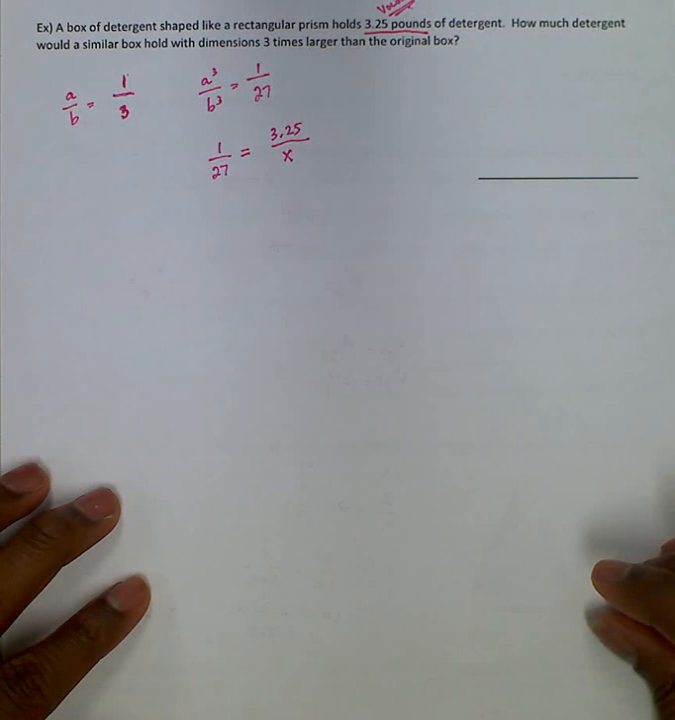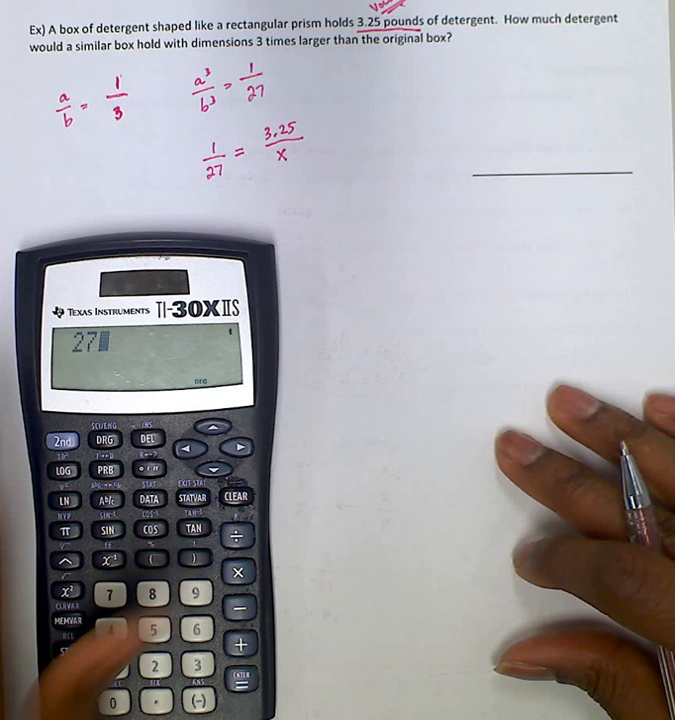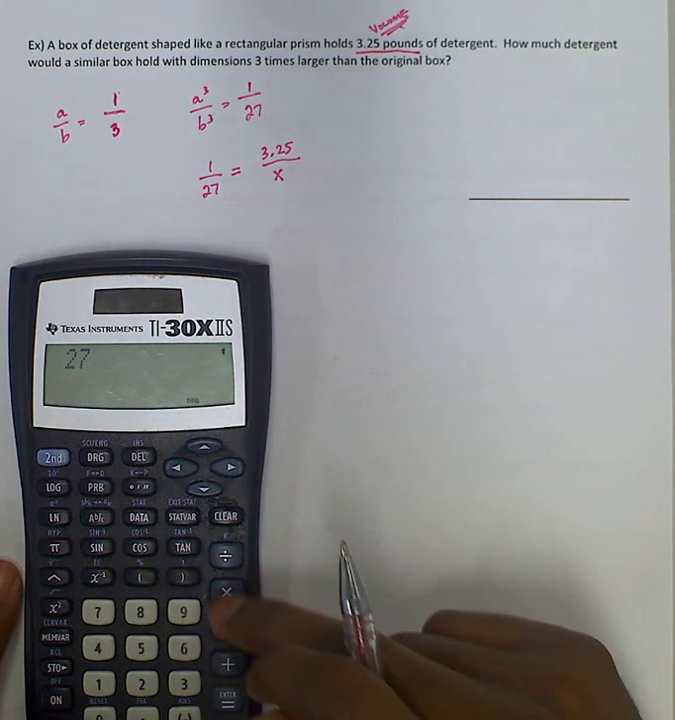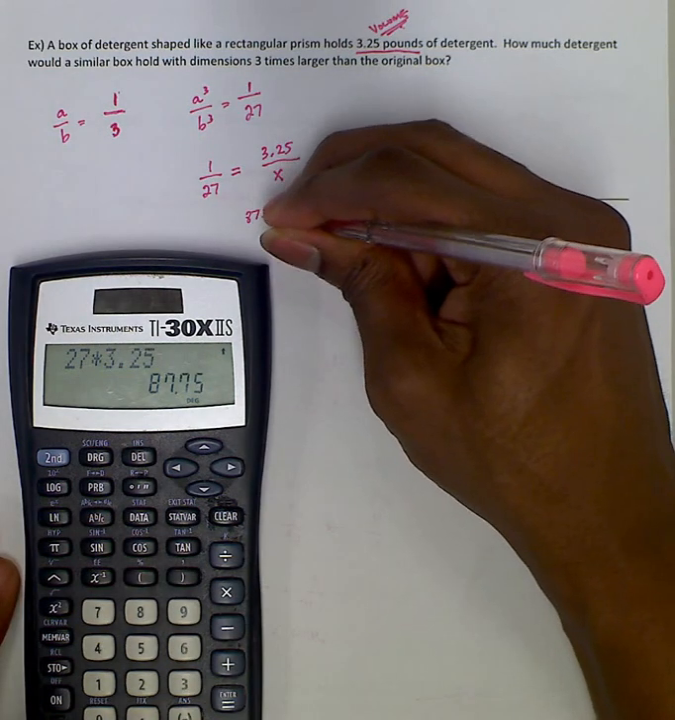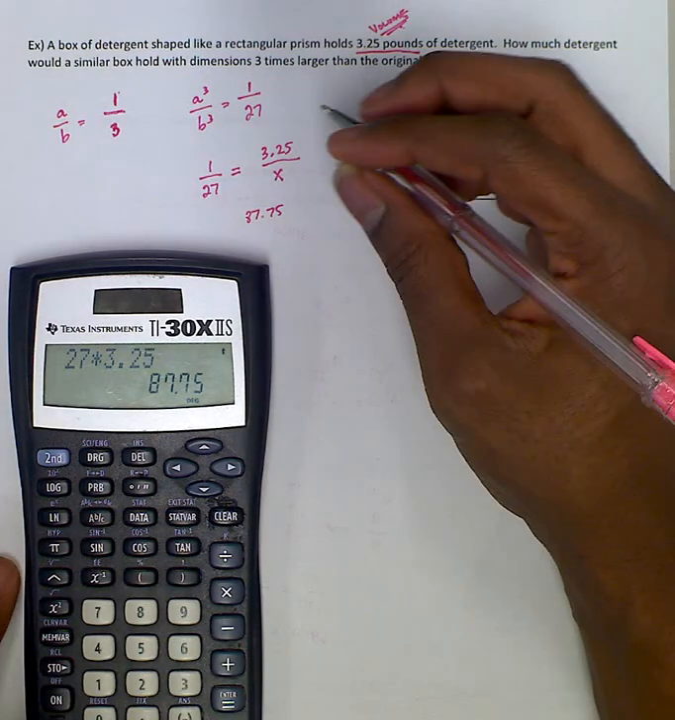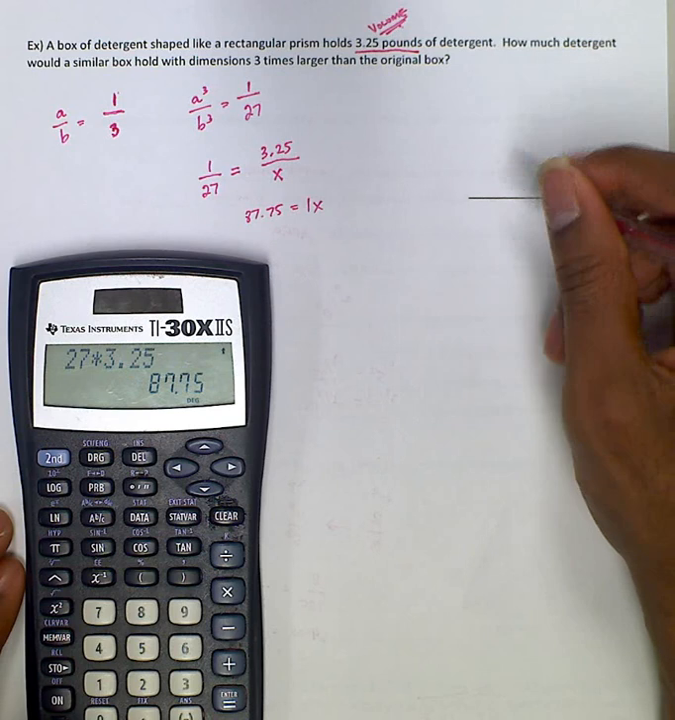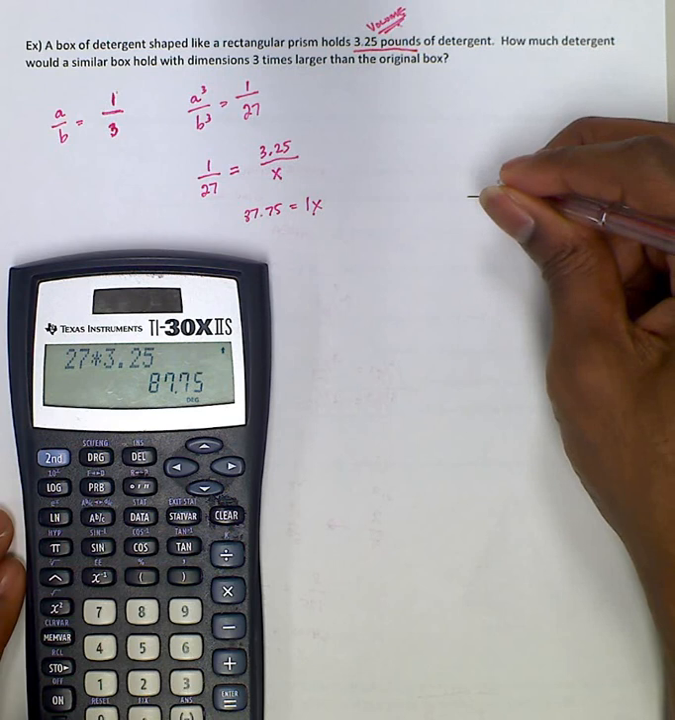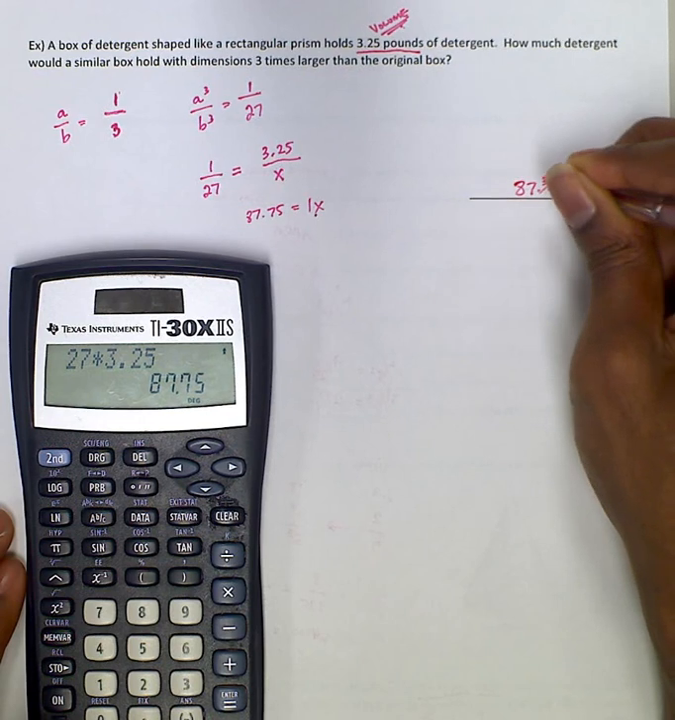So cross multiply: 27 times 3.25 gives us 87.75, equals 1x. So done. If the dimensions were 3 times larger than the original box, then the new box with the larger dimensions would hold 87 and 3/4 pounds of detergent.